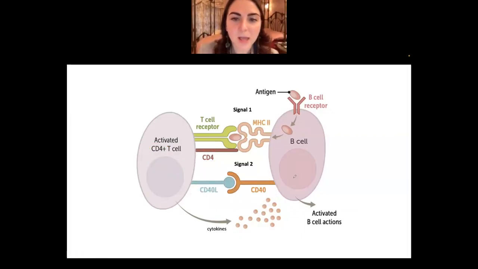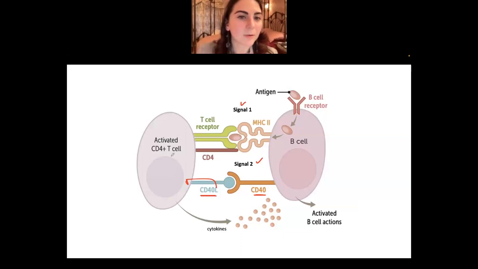So the B cell has CD40 on its surface. The CD4 T cell has CD40 ligand, or CD40L, on its surface. You do need to know that the ligand is on the T cell and just normal CD40 is on the B cell. So now we have signal 1, we have signal 2. Great, we can get B cell activation.